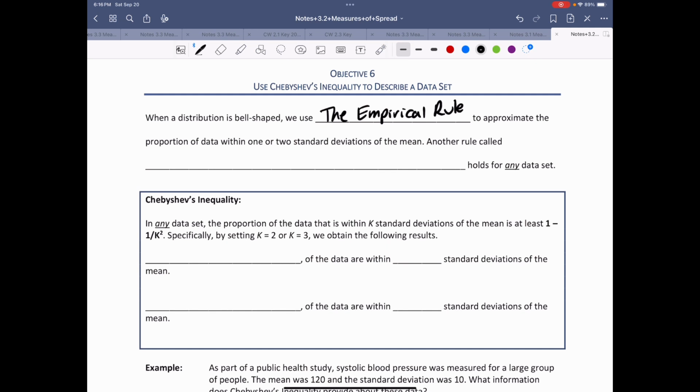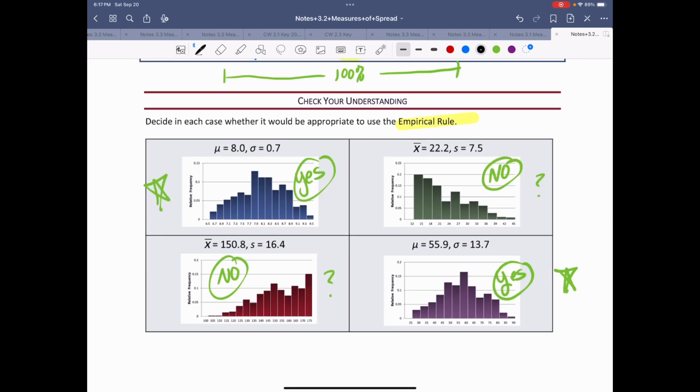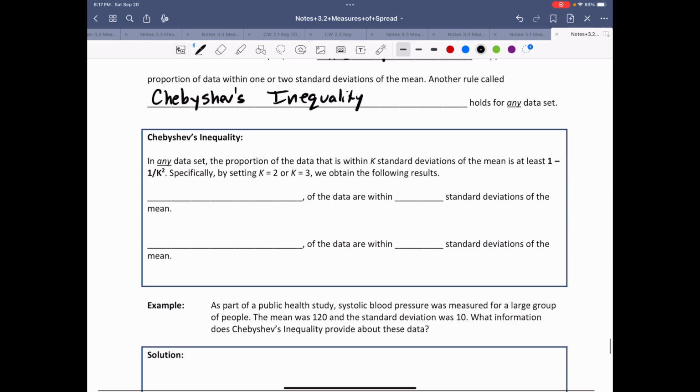Another rule called Chebyshev's inequality holds for any data set. So if you look back at these shapes that we've just talked about, Chebyshev's would work for all of these. Chebyshev's is not as precise as empirical, so I would not want to use Chebyshev's for the blue one or the purple one. I would use Chebyshev's if I cannot do empirical. And in order to do empirical, it has to say use empirical, or you have to look at it and realize it's bell-shaped. Now this is what Chebyshev says.